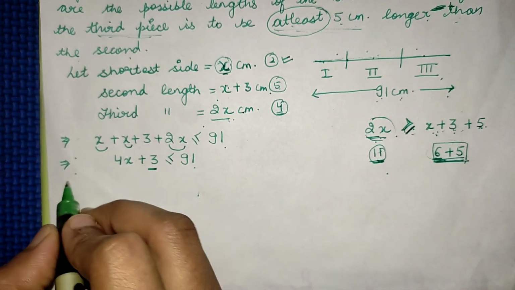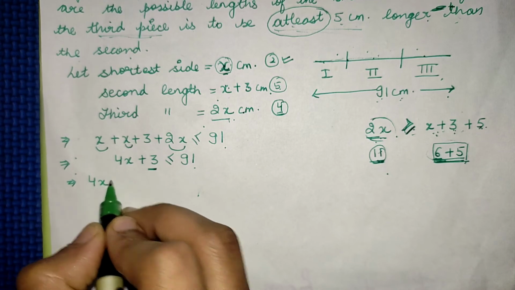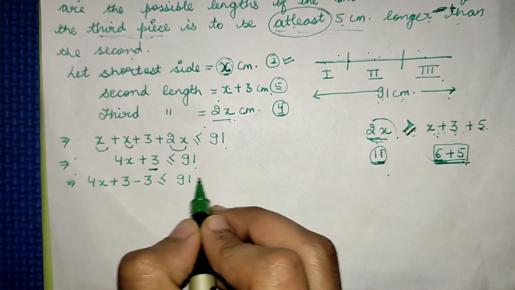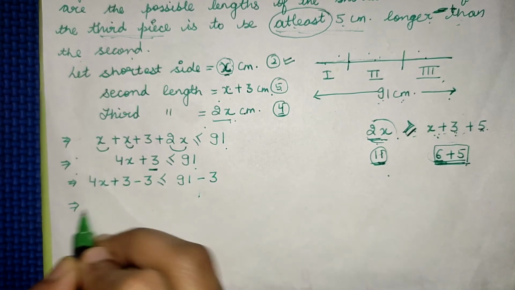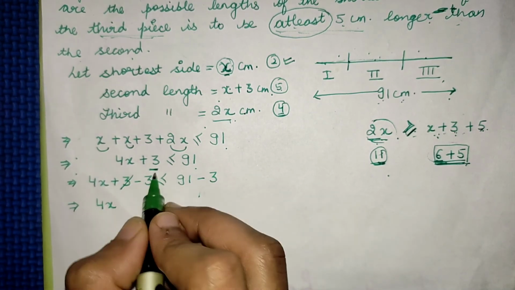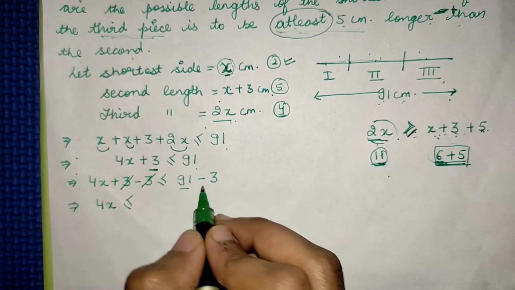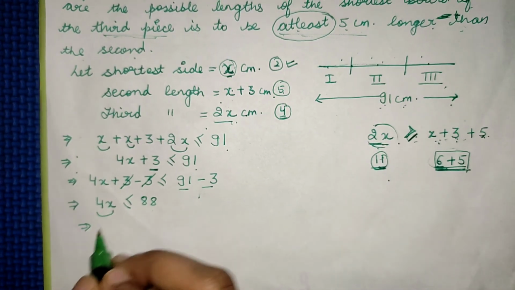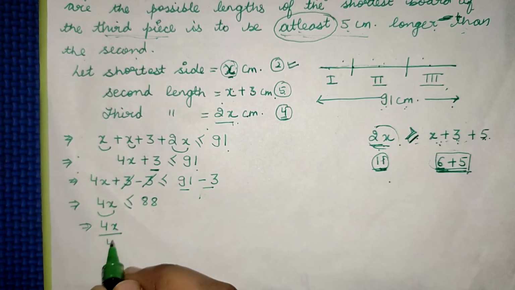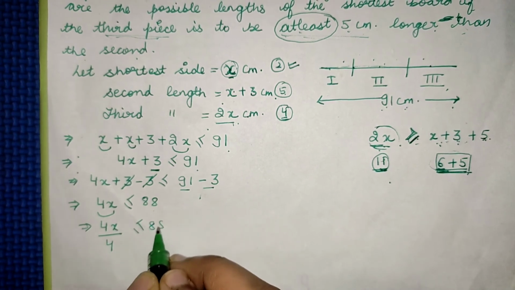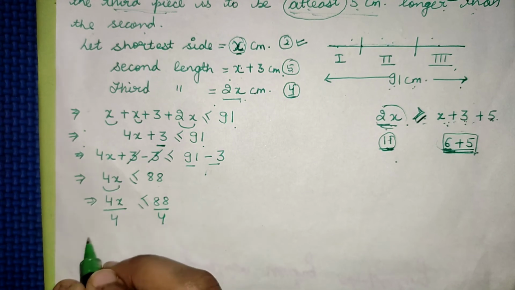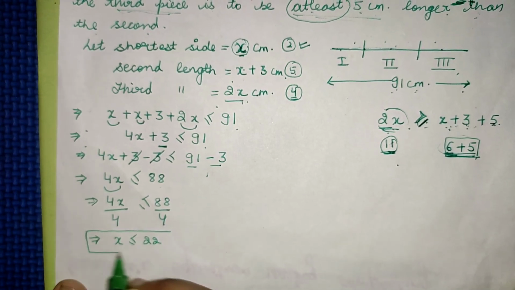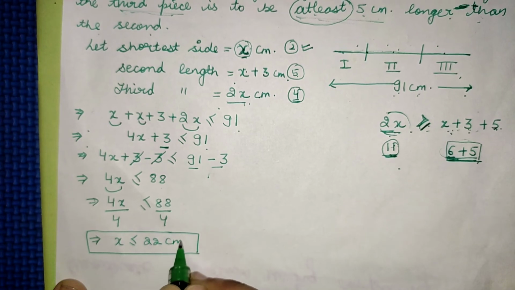Now if I have to subtract 3, I will subtract 3 from both the sides so that I get 4x is less than or equal to 88. Now I have to divide by 4, so I will get x should be less than or equal to 22 centimeter.